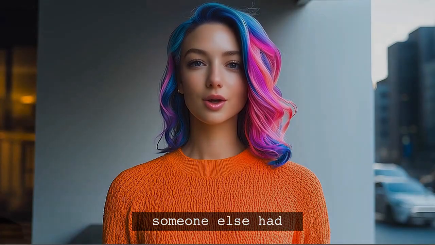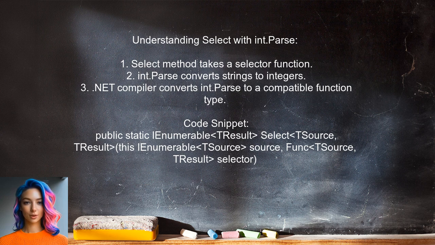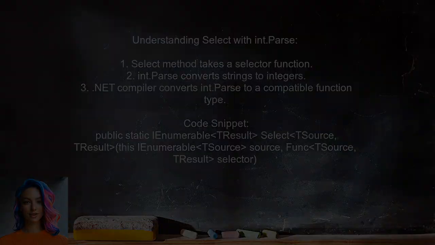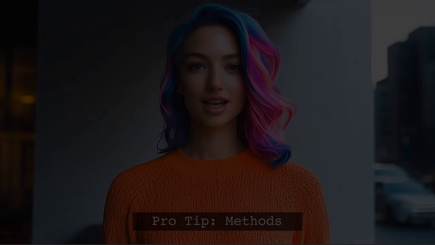Let's see what someone else had to say. The user explains that the select method in LINQ takes a selector function as an argument. In this case, int.Parse is used as the selector, which converts strings to integers. The .NET compiler automatically converts int.Parse into a compatible function type, allowing it to be passed to select. Similarly, the order by method also requires a function as an argument. The user emphasizes that both select and order by can accept standard .NET functions, making them versatile tools in LINQ queries.